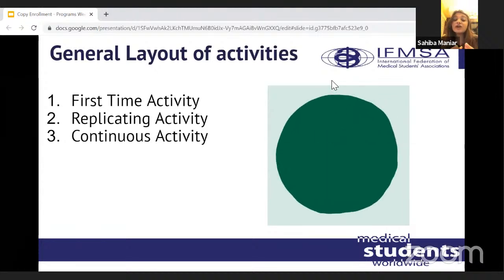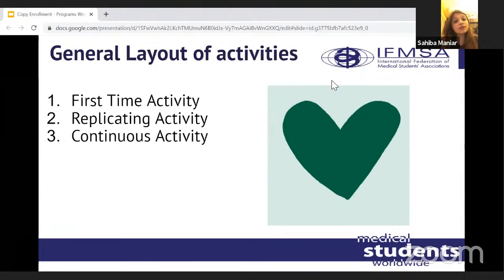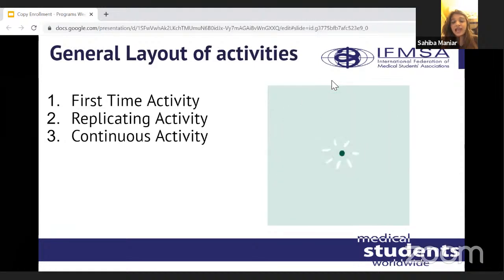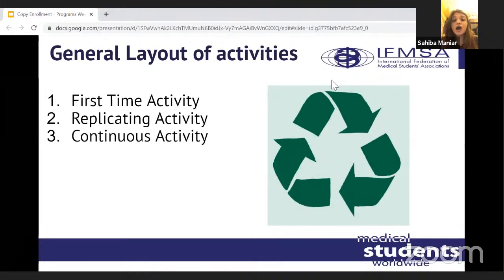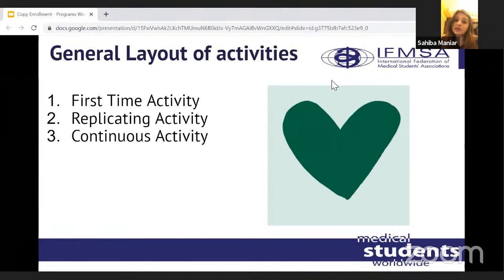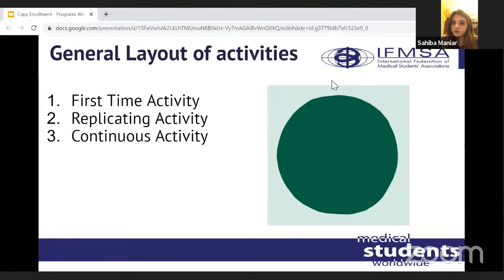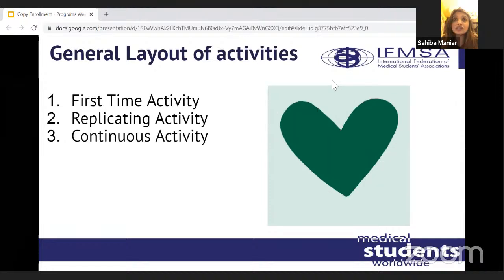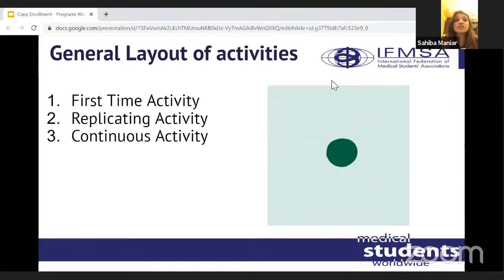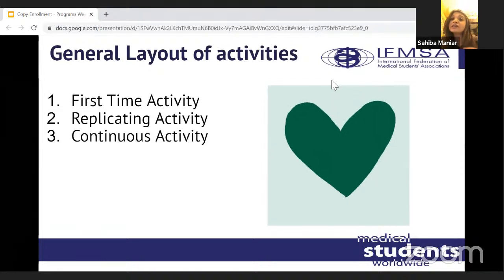Number two is a replicating activity. A replicating activity is, according to me, the most beautiful concept of IFMSA, and I think it's the main purpose of IFMSA programs. A replicating activity is when an NMO seeks inspiration from another NMO's activity and conducts it on ground. For example, if I see an activity that is conducted by Turkey and I really find it very inspiring, I am going through a similar problem in my NMO, I want to conduct it again. I conduct it in the form of a replicating activity.